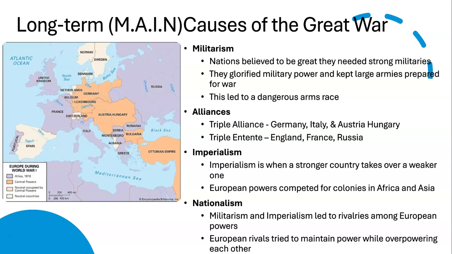We also see imperialism during this time. We already learned about that as well, but that's a stronger country taking over a weaker one. So these European powers were competing for colonies in Africa and Asia, and it leads to more conflict that eventually breaks into war. And then there's also nationalism, and that's that intense pride in your country. So militarism and imperialism both swirl together here, and it leads to these rivalries amongst European powers to the point where they're just competing to overpower one another or to be the dominant country in this region.